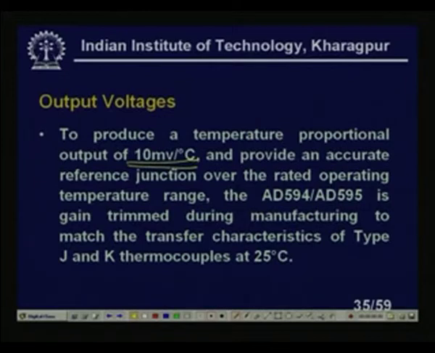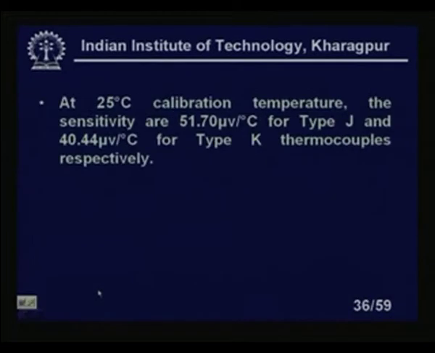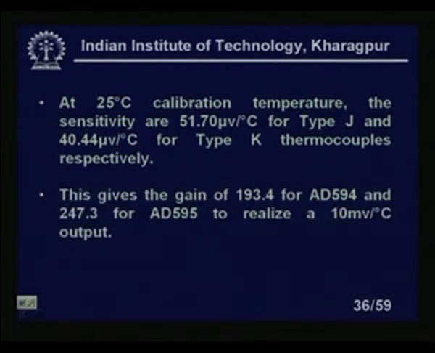So, to produce a temperature proportional output of 10 millivolt per degree centigrade, it provides an accurate reference junction over the rated operating temperature range. AD594 and AD595 are trimmed during manufacturing to match the transfer characteristics of type J and K thermocouples at 25 degrees centigrade. At the 25 degrees centigrade calibration temperature, the sensitivities are 51.7 microvolt per degree centigrade for type J and 40.44 microvolt per degree centigrade for type K thermocouples respectively. This gives a gain of 193.4 for AD594 and 247.3 for AD595 to realize an output of 10 millivolt per degree centigrade.